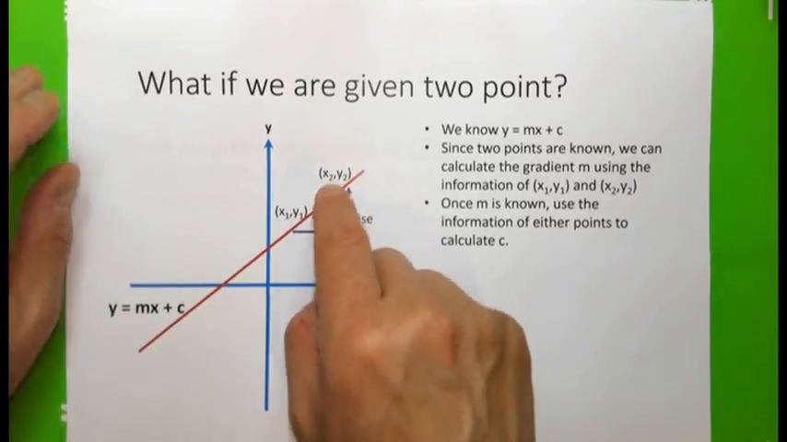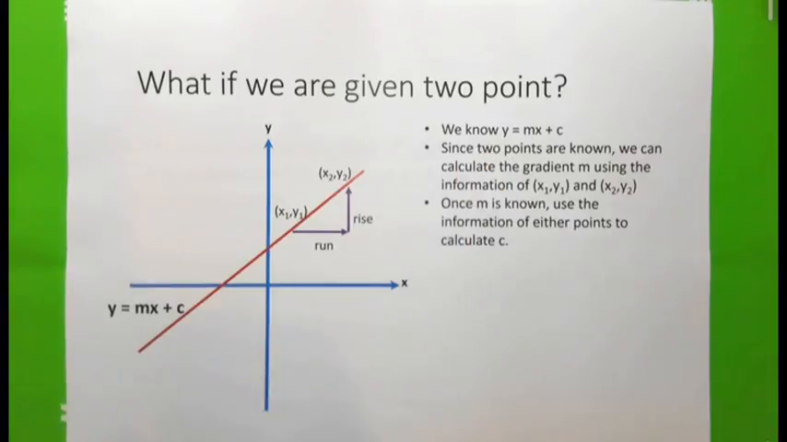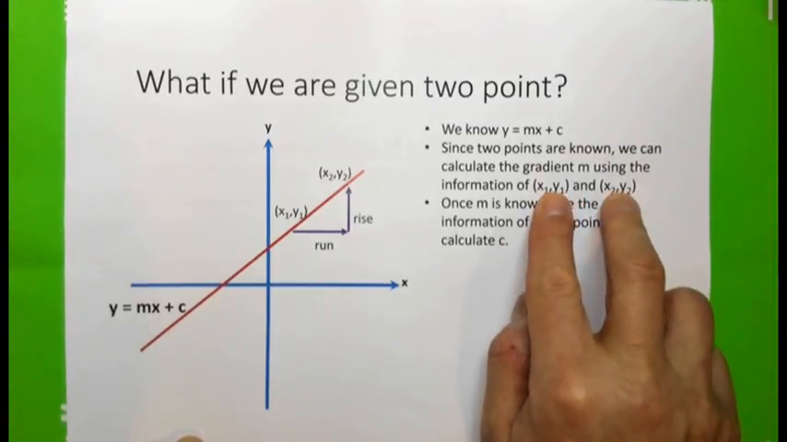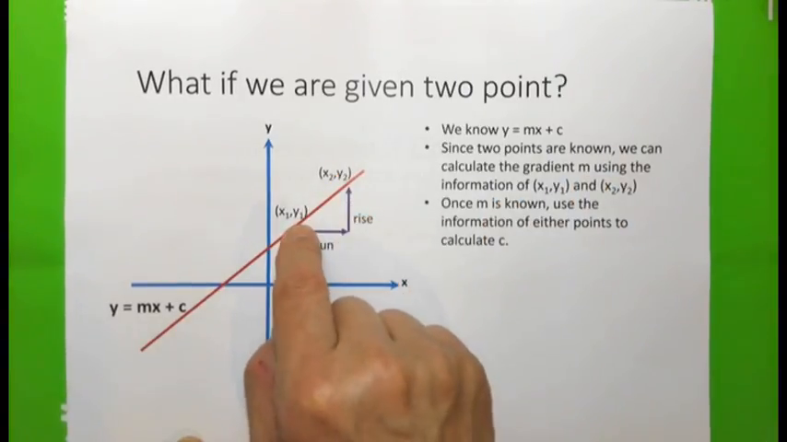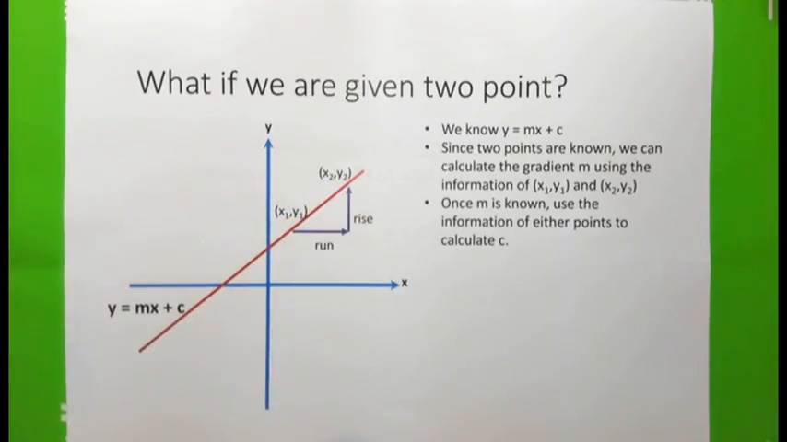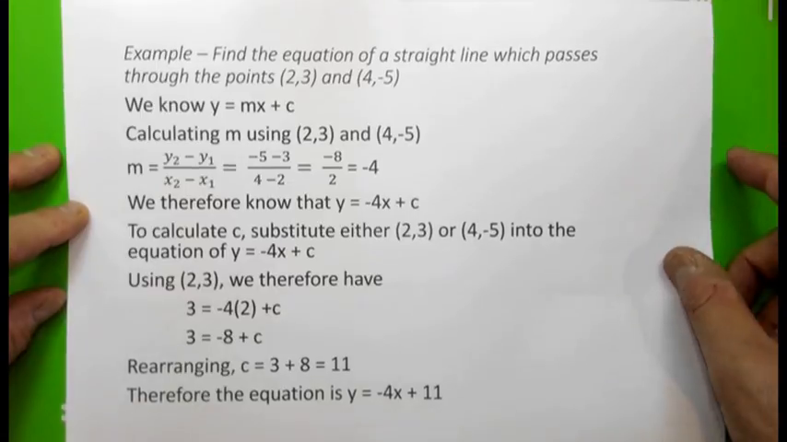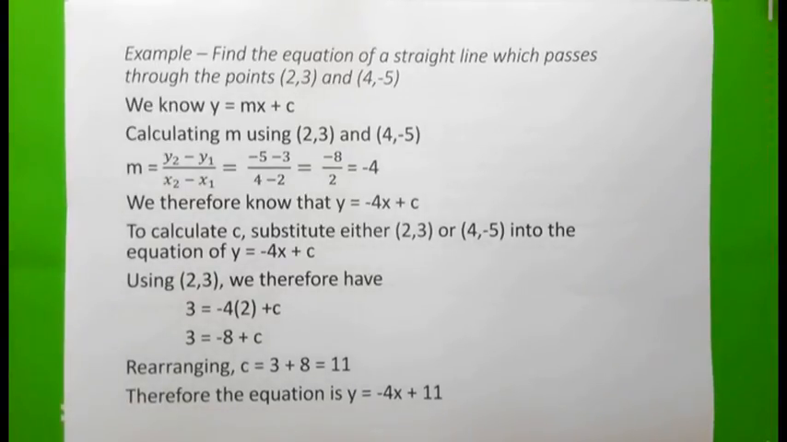What if we are given 2 points? (x1, y1), (x2, y2). We know that y equals mx plus c, and since the 2 points are known, we can calculate the gradient m using the information given by the 2 points. Once we have calculated m, the rise over run, we use the information of either this point or that point to calculate c. Best to do it by a couple of examples. Now, this example here: find the equation of a straight line which passes through the points (2, 3) and (4, minus 5). We know y equals mx plus c.